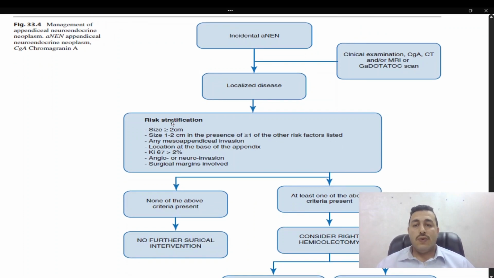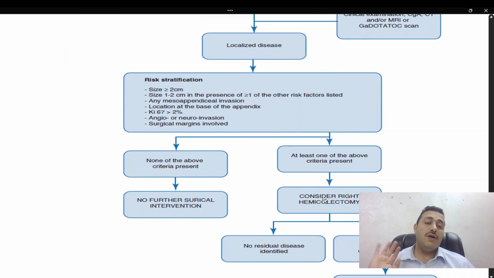So you can see here, if the size is more than 2 centimeter, or size between 1 and 2 plus one of the following: mesoappendix invasion, location at the base, Ki 67 more than 2%, angio or neuroinvasion, surgical margin involved. These are all histopathological information. We go for right hemicolectomy. If this is not present, if it's less than 1 centimeter, or if it's between 1 and 2 centimeter and none of these findings are found, appendectomy is sufficient.